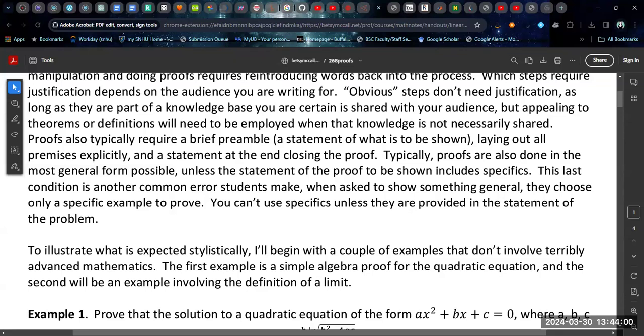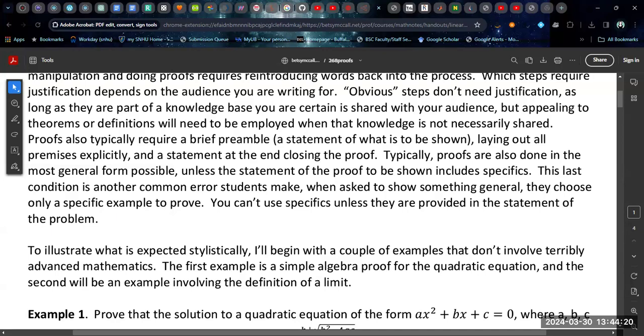Typically, proofs are also done in the most general form possible, unless the statement of the proof to be shown includes certain specifics, and then you will use those specifics, but not any more specific than what is provided.